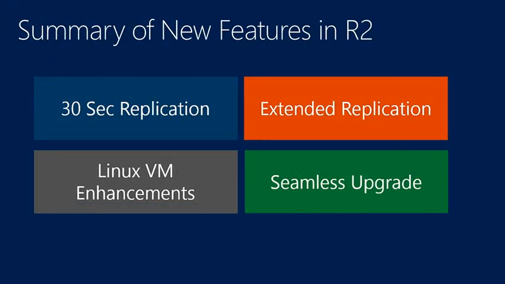In 2012 R2, we made some more improvements. We allowed you to configure different replication intervals, and I'll talk about that later on. We added a new functionality called extended replication. We've added some extra support for Linux as a virtual machine. And we've done a lot of work around making sure that you can upgrade to R2 and still have a disaster recovery story throughout the whole process.